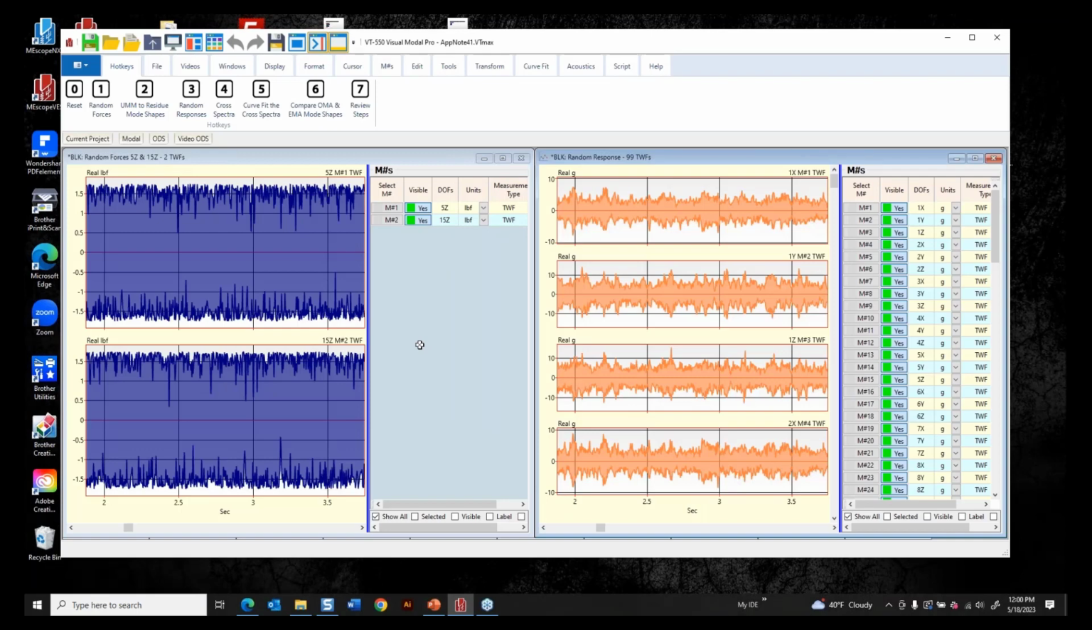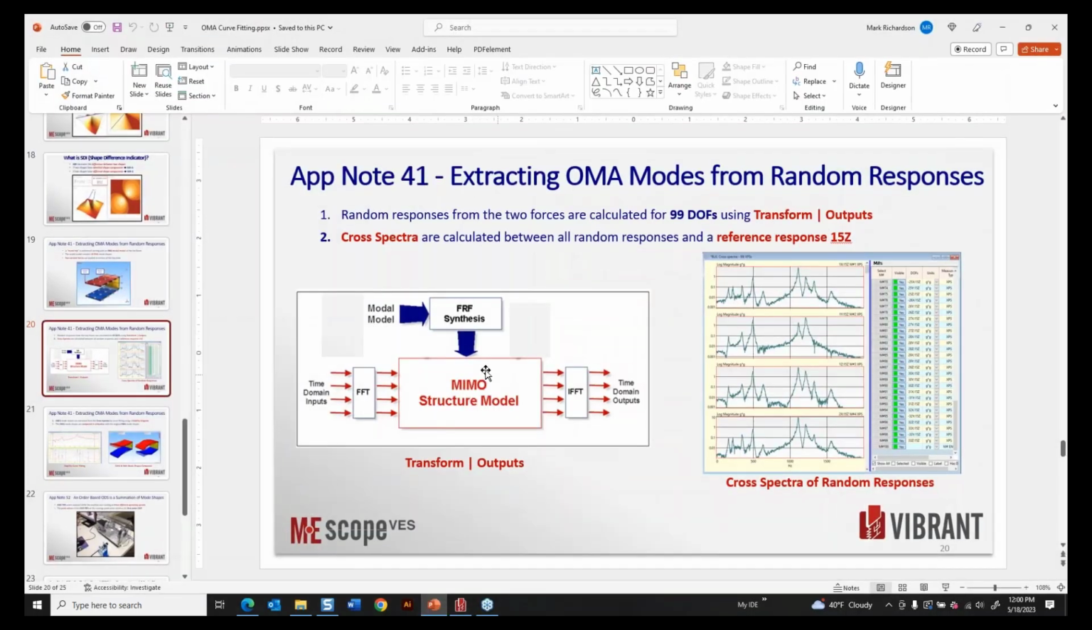We did the multiply in the frequency domain and then the inverse Fourier transform back here to the time domain. So we did all this right here with that one button press. FFT to the frequency domain, synthesize the FRFs, do the multiply, and then inverse FFT to get the responses. Then in the next hotkey, we're going to calculate these from the responses.